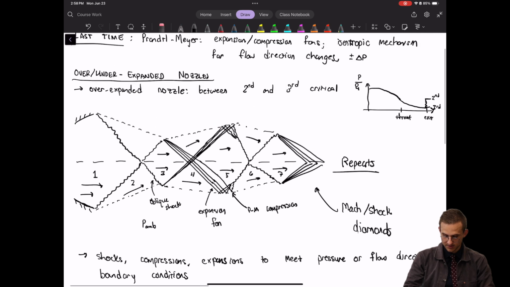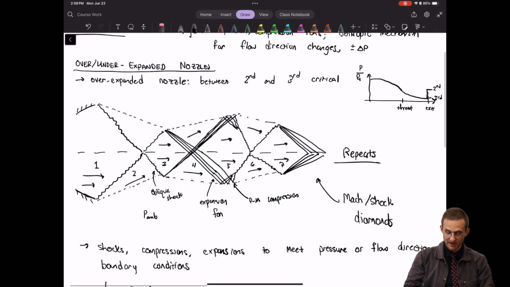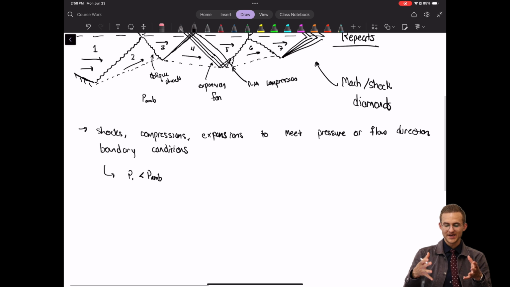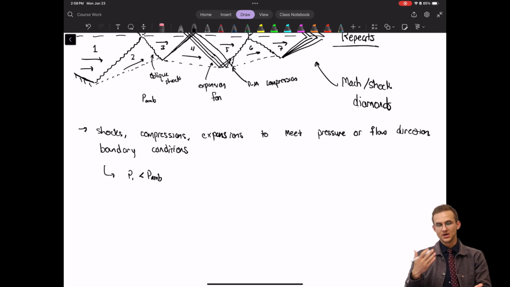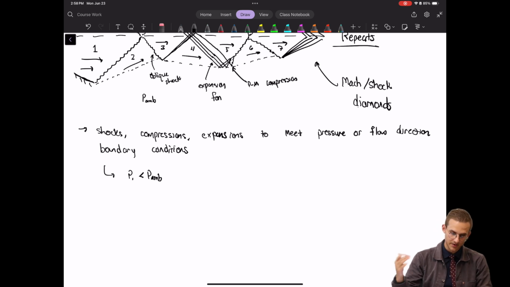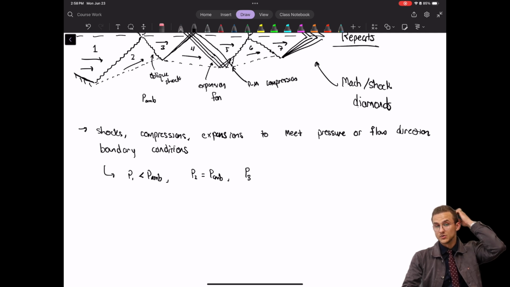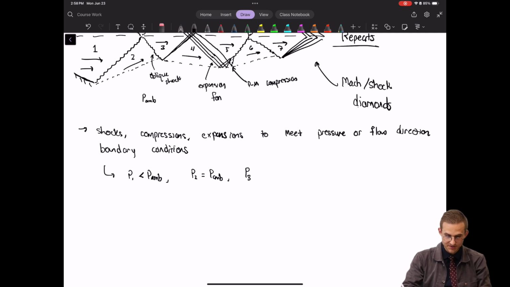That's why, to say once again, we call it over-expanded, meaning that the nozzle has decreased the pressure of the flow beyond what it would have to be to meet that exterior boundary condition. So we call it overexpanded. And so then it goes through that oblique shock to meet that pressure boundary condition. So P2 is equal to P ambient. P3 goes through another oblique shock to meet a flow direction boundary condition. An oblique shock will increase the pressure. So P3 now is too high. It's greater than P ambient.